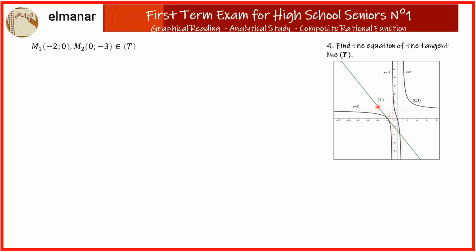To determine the equation of a straight line that passes through 2 points, we follow 3 steps. Step 1. Calculate the slope of the line. The slope is found by dividing the difference between the vertical values, which in this case means -3 minus 0, giving -3, by the difference between the horizontal values, here 0 minus -2, which becomes 2. The final result is a slope equal to -1.5.